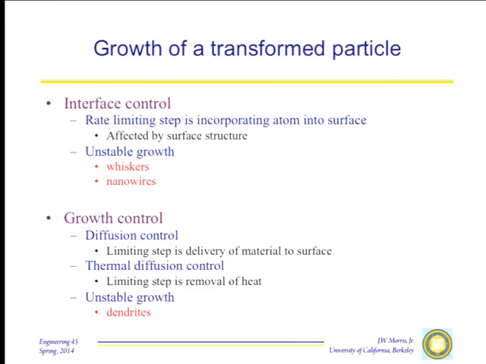If we can get atoms to the surface more easily and more quickly than we can incorporate them, that's what we call interface control. The rate-limiting step is incorporating the atom into the surface. We affect it by the structure of the surface, and we can actually use that in unstable growth, leading to things like whiskers and nanowires. I'll talk about that in a minute.